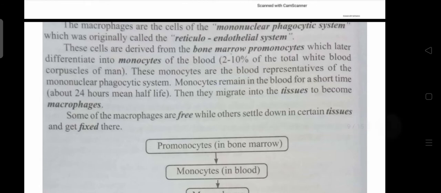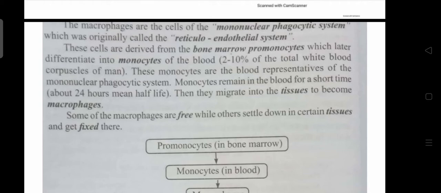Macrophages. What is the function of macrophages? They are the cells of the mononuclear phagocytic system, which was originally called the reticuloendothelial system. The cells are usually derived from bone marrow promonocytes, which later differentiate into monocytes of the blood. These monocytes remain in the blood for a short time, approximately 24 hours. Then they migrate into the tissues to become macrophages. This is how macrophages are formed.